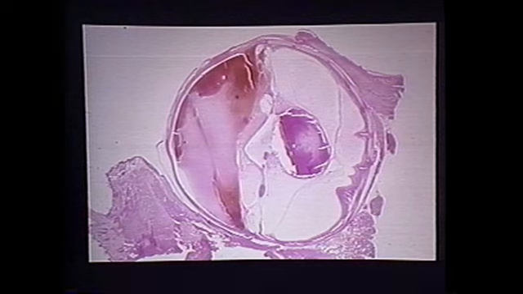This slide shows the features of anterior chamber hemorrhage, and there is undoubtedly glaucoma as well in this eye, with marked swelling and expansion of the anterior chamber. Clearly this is a long-standing cataract as well, and the only remaining part of the lens is the nucleus, as in the previous example. The whole of the cortex has disappeared.